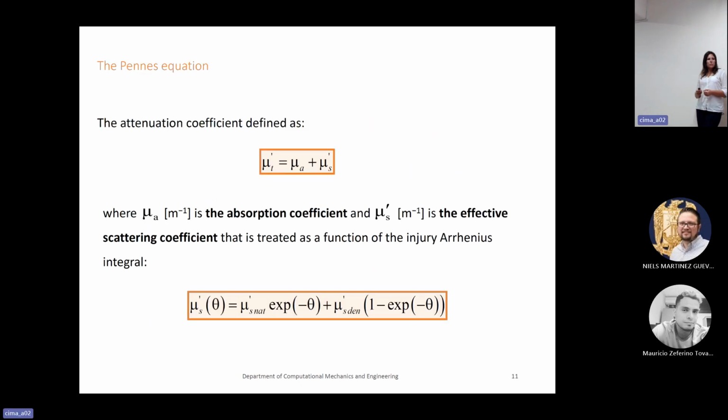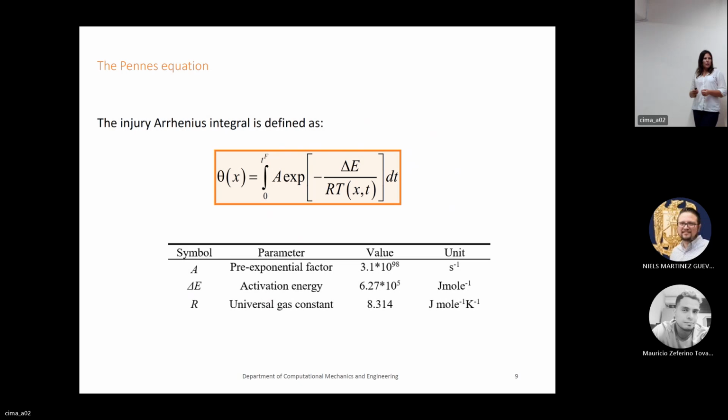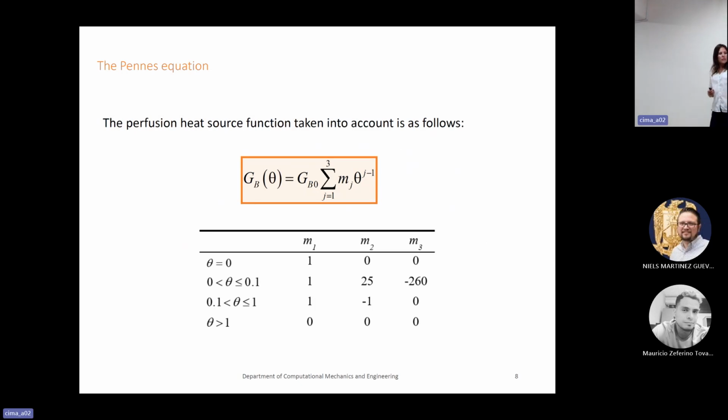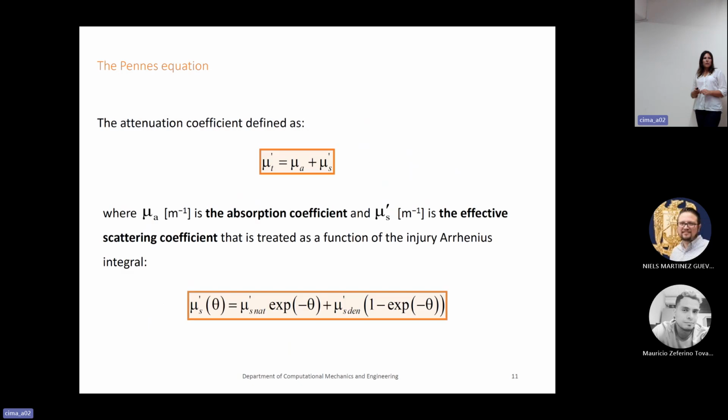And what is maybe worth mentioning here also, you can see that for theta more than 1, we have this parameter equal to 0. Normally theta equal to 1 means totally burned tissue, and it's the end of our analysis. But we can find some scientific articles where values more than 1 are also analyzed as a parameter. But generally 1 is the limit.